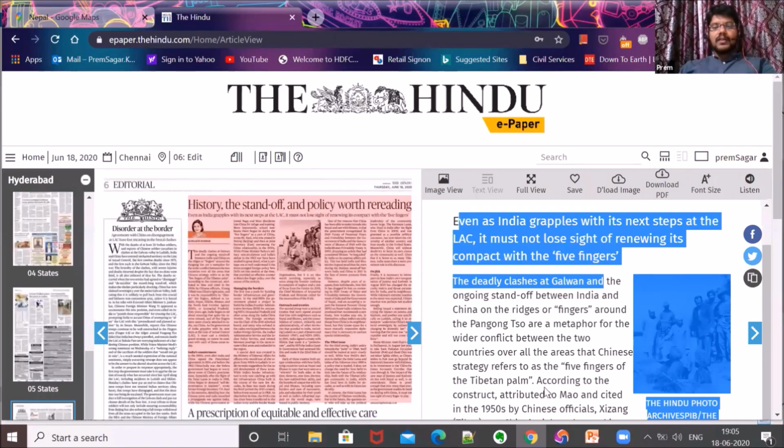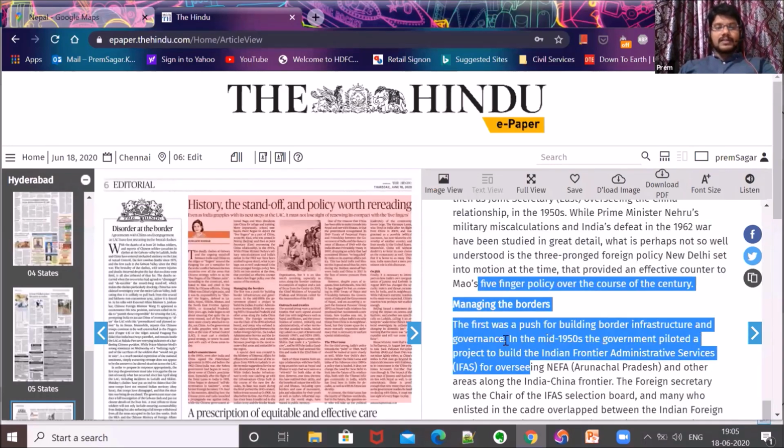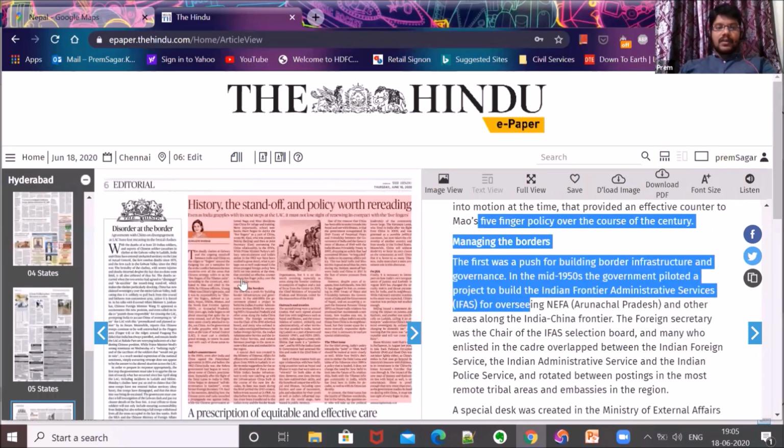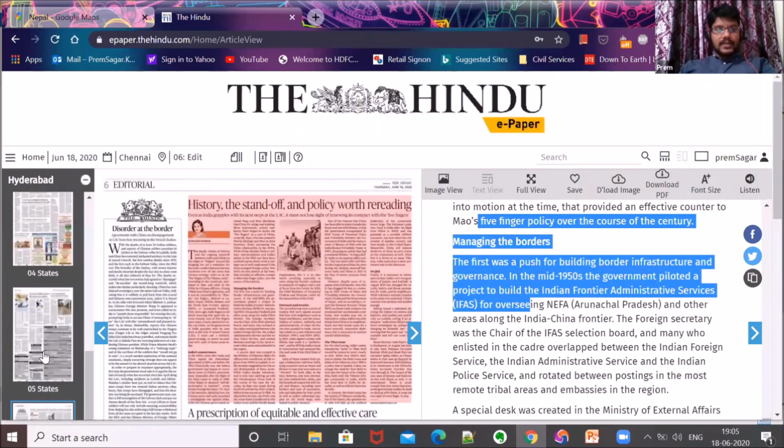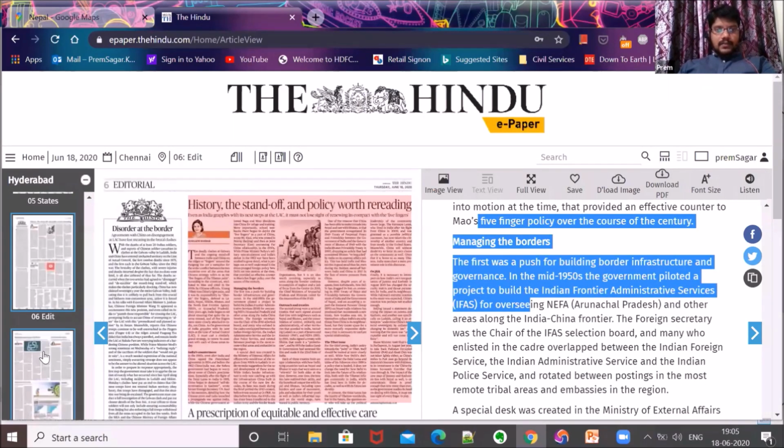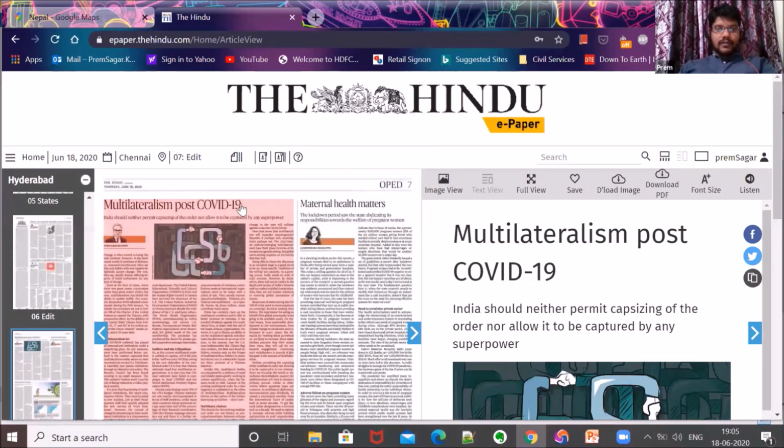From here, we will take India Bhutan relations, how it is important, and what is the current status of the relationship, everything. From an IR point of view, have a read of it, so that you'll get a clear context. And then leaving this editorial, on the next page, you have multilateralism post COVID-19.